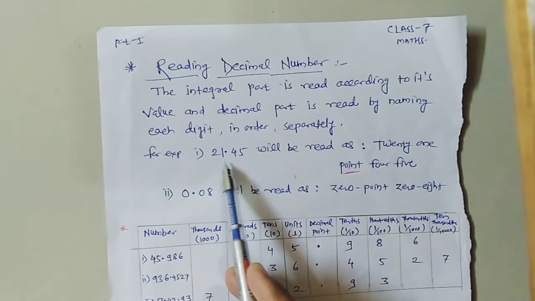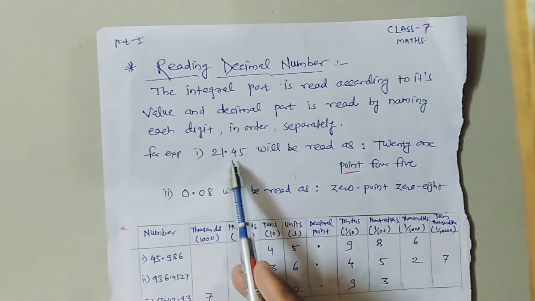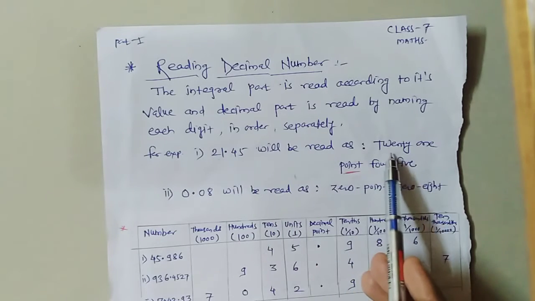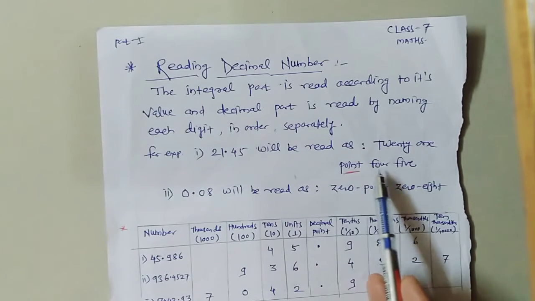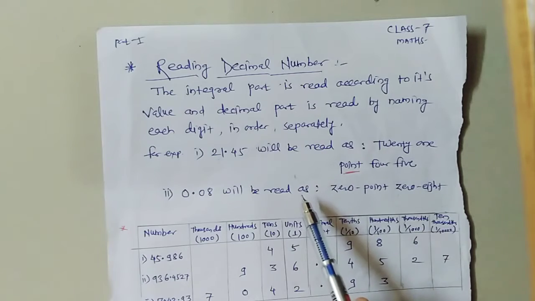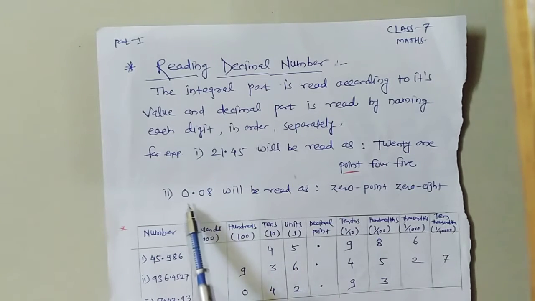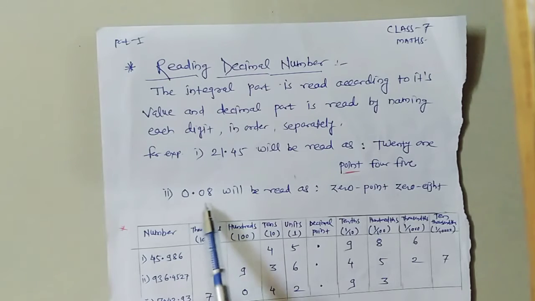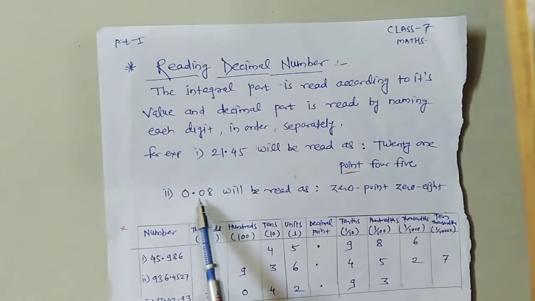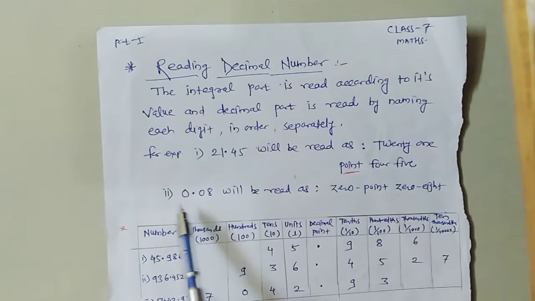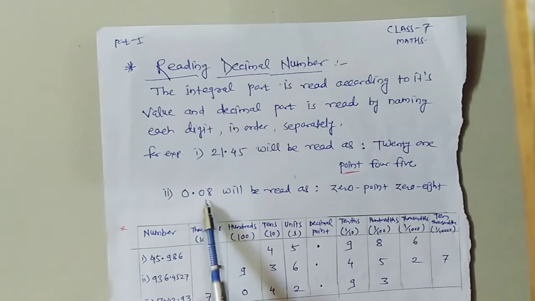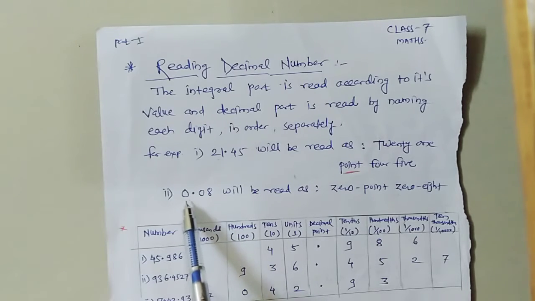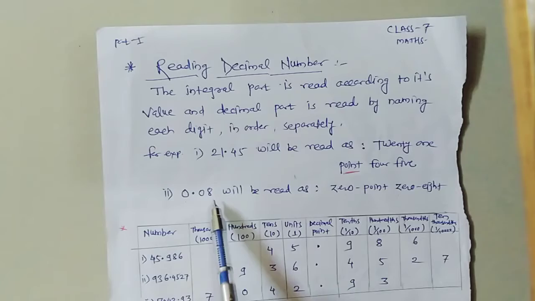So we can read this decimal fraction 21.45. Now second example, we can read it as 0.08. See, the integral part you read according to its value and then the decimal part is read by naming each digit separately. So we can read 0.08.